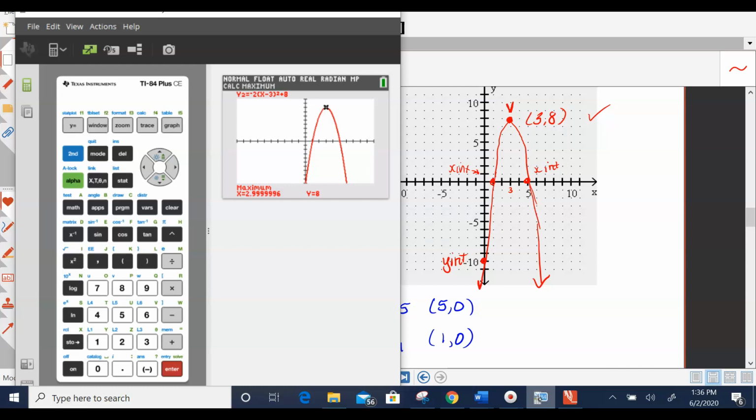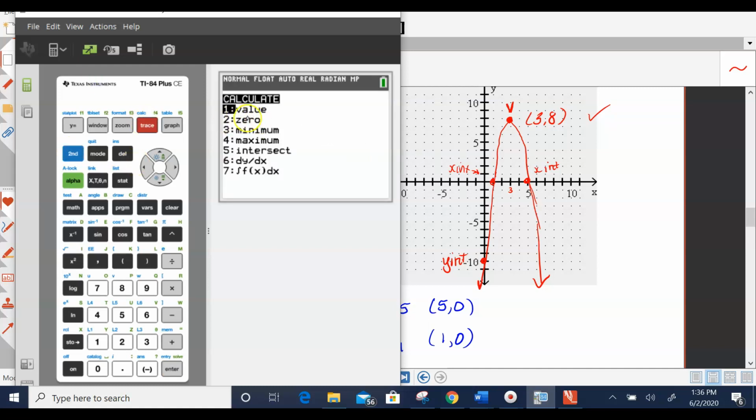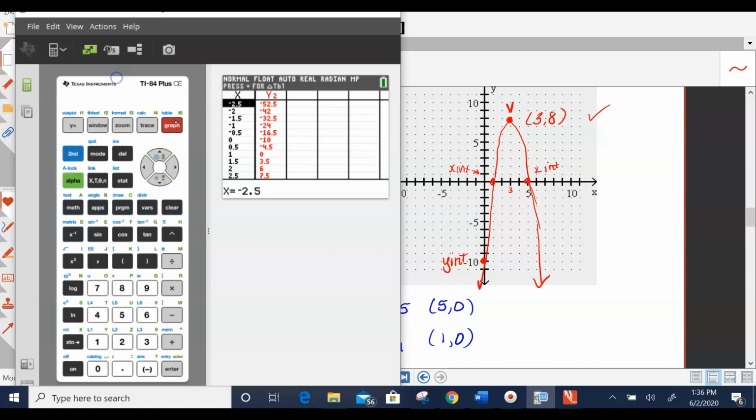If I wanted to look at my x-intercepts, then I can go to second calc and choose this 0 feature. Or, how about we go to the table? Looking at the table, I notice I have an x-intercept right here at 1, 0. And if I scroll down, I've got another x-intercept at 5, 0. So let your calculator help you as you work through these graphs.